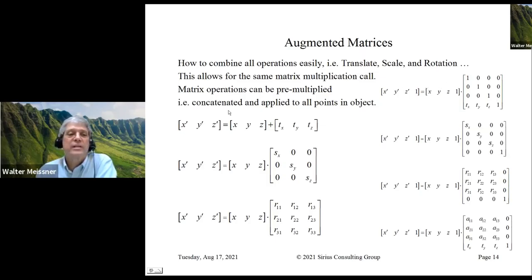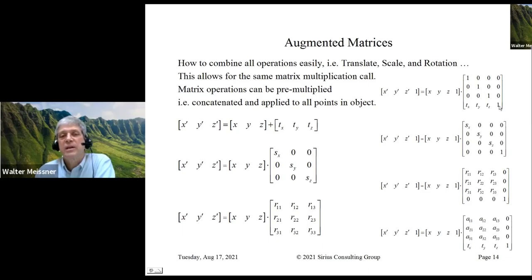So for translation, on the left, I have what the matrix looks like not being augmented. The top one on the left is translation. The middle one is scaling. The bottom one is the concatenation of all the rotations. And changing it to the augmented matrix on the right, the top one is for translation, so Tx, Ty, Tz are at the bottom row here.